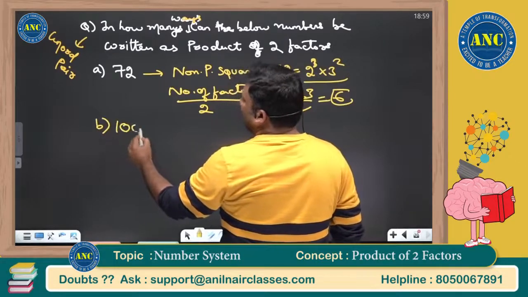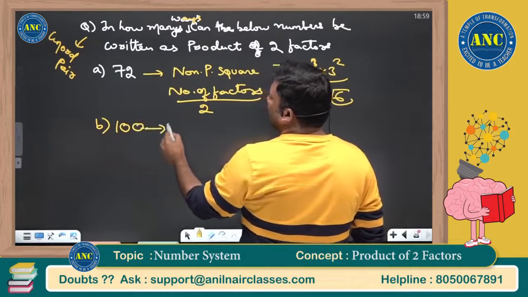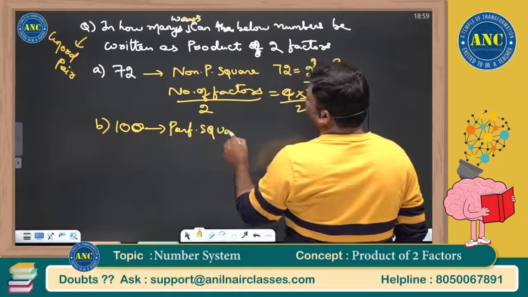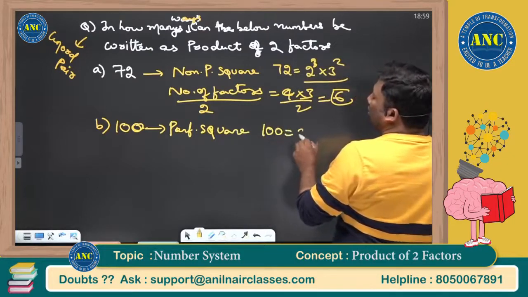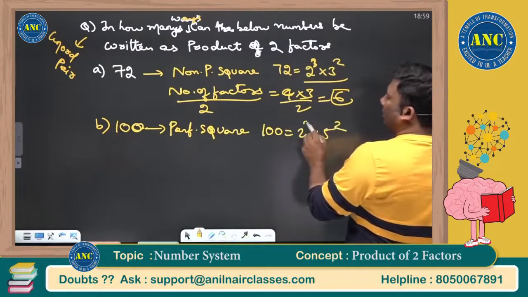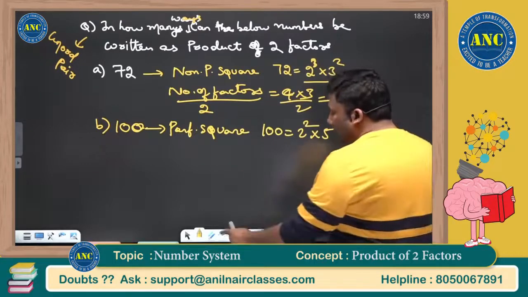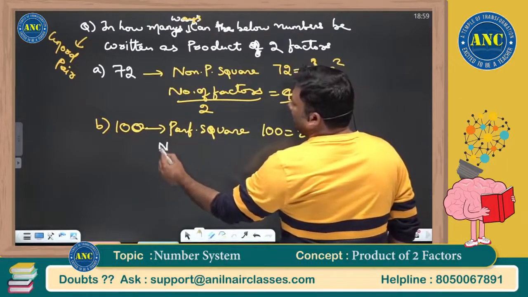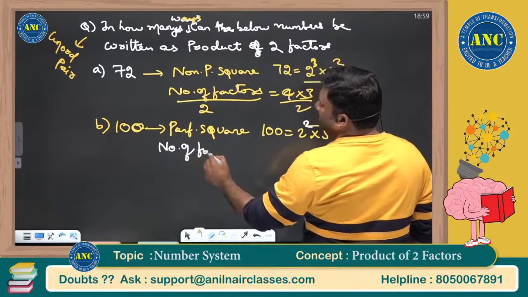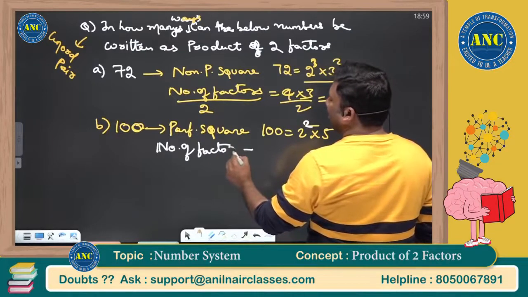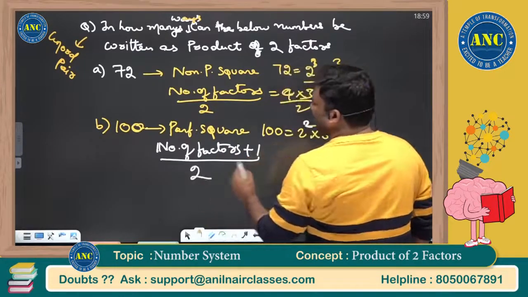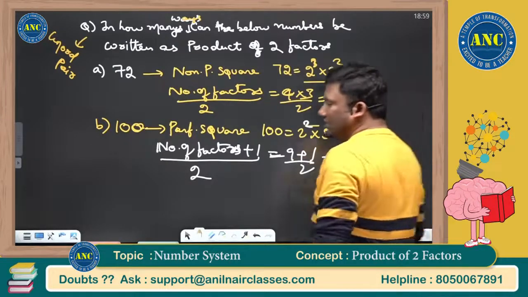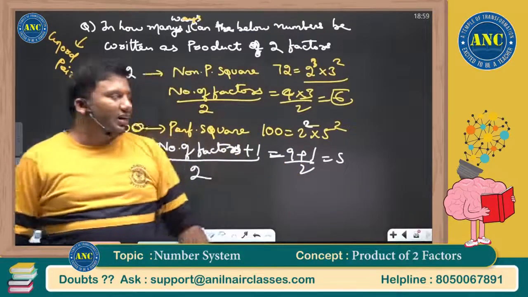Suppose it is 100, it is a perfect square. 100 is nothing but 2 square into 5 square. Are you with me? So what will be the answer? If it is a perfect square, by default it is number of factors plus 1 by 2. 9 plus 1 by 2, 10 by 2. It is nothing but 5.